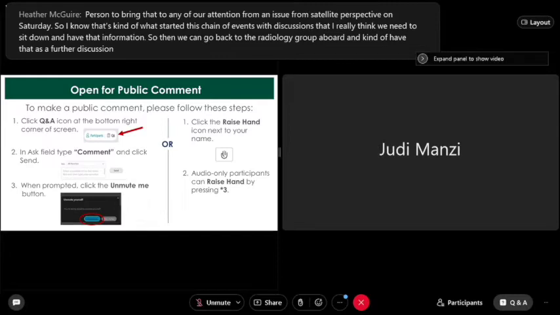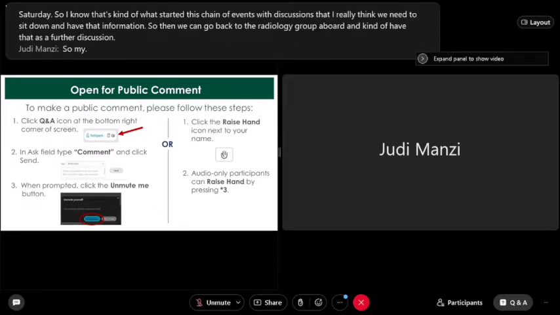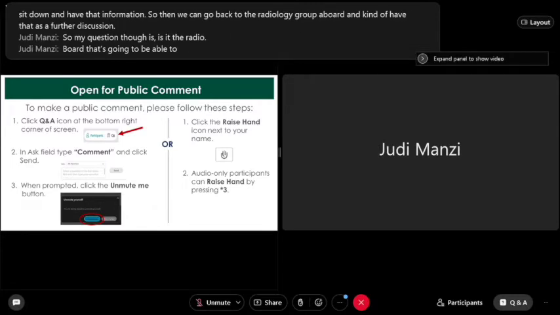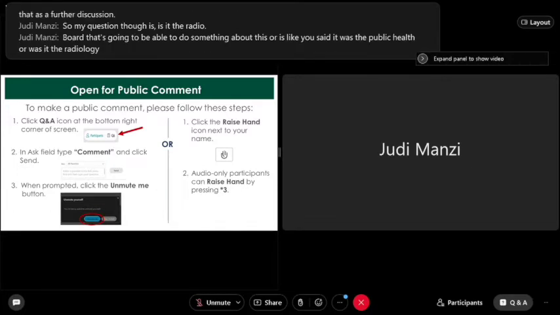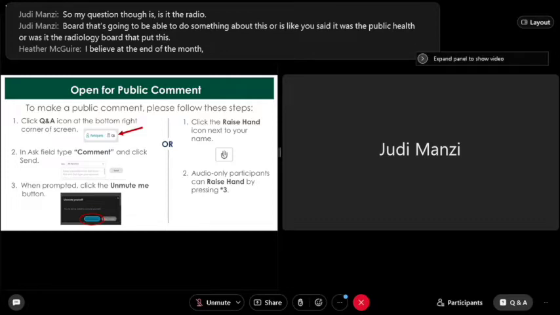So my question though is, is it the radiology board that's going to be able to do something about this, or, like you said, was it public health, or was it the radiology board that put this exclusion? It was public health. Yeah. But there is a meeting, I believe, at the end of the month with radiology, and I think that's the discussion that we need to have.